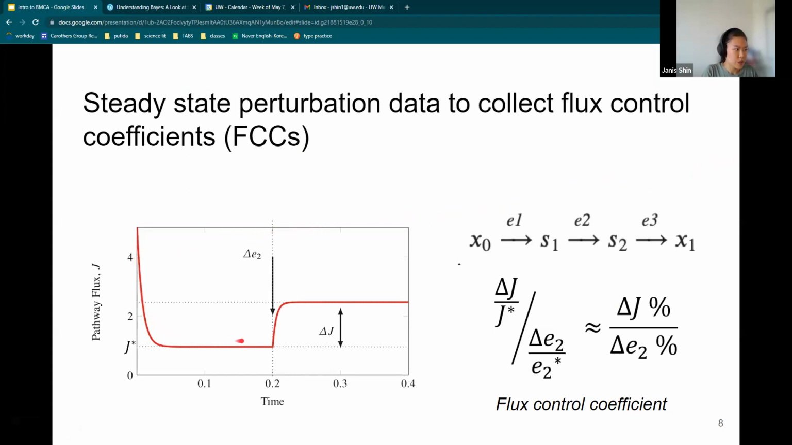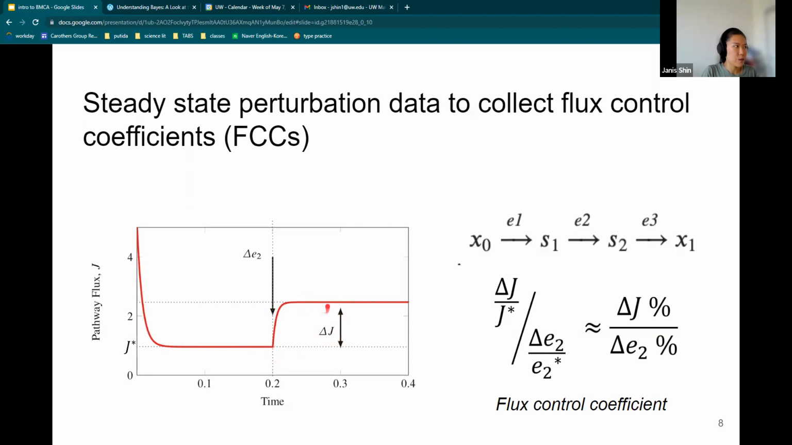We allow the system to reach a steady state, and then we perturb it somewhere once, and then it reaches a second steady state, and then we collect this change in steady state. So here we have the pathway flux, and this is for E2, for this reaction. We start at time 0, we start at some initial state, and then it reaches a steady state, which I call J star. And then at this perturbation, when we change the amount or concentration of the enzyme E2, the flux changes some amount, delta J.